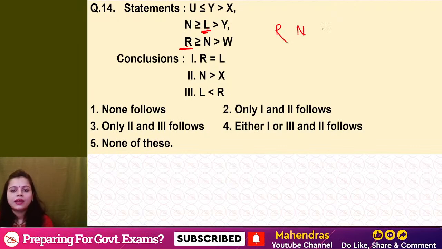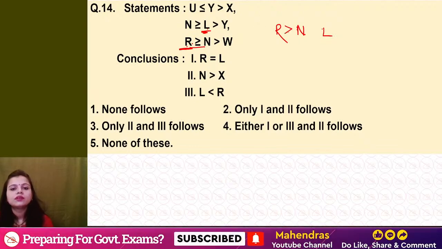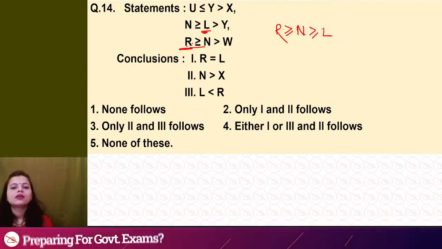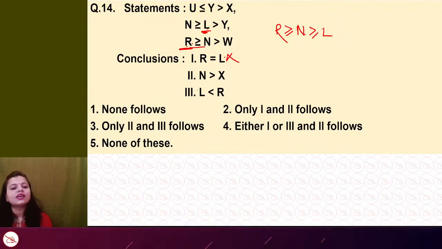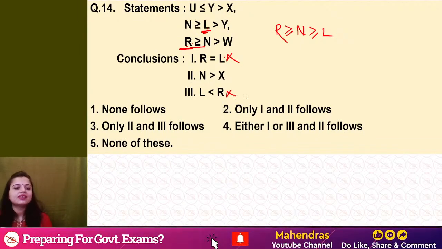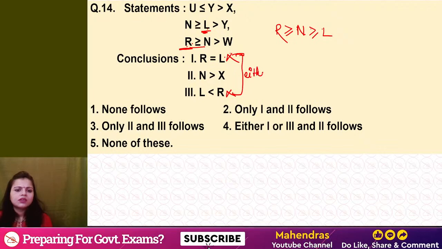So R and L. R is greater or equal to N. N is greater or equal to L. That means overall you are getting R is greater or equal. Only equal is wrong. And the third conclusion again saying about R and L. R is greater than L. Wrong. Just see these first and third, they're following the either or condition. They're individually wrong. Elements are same.